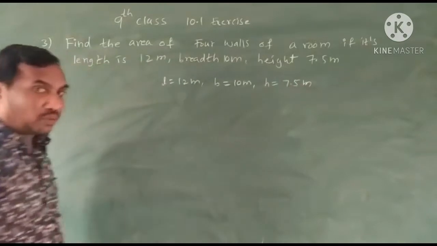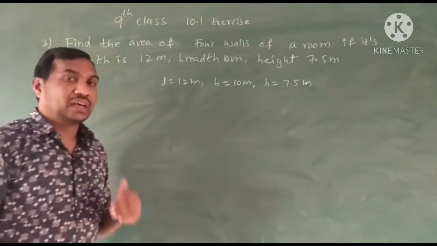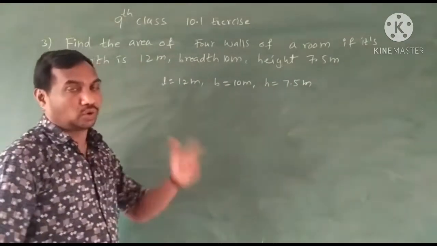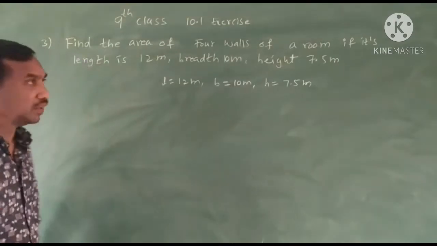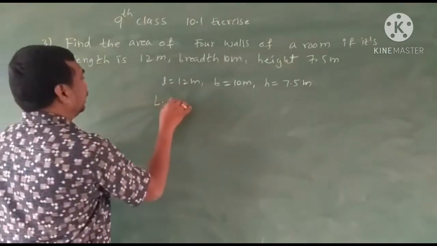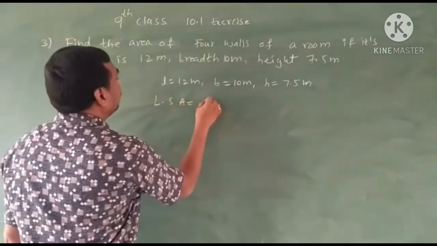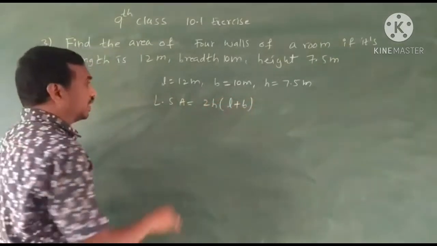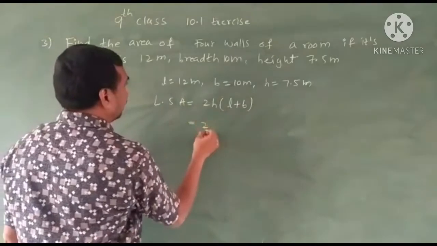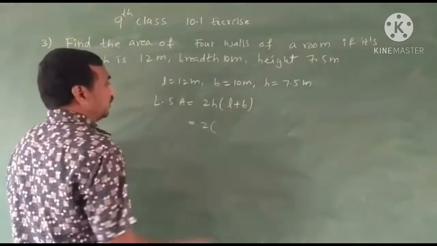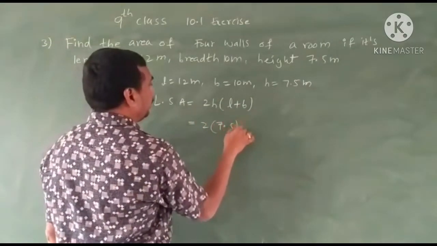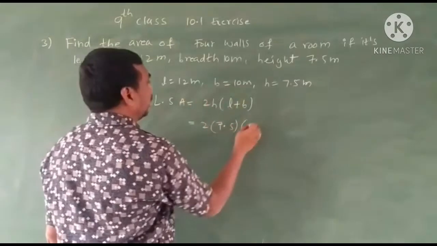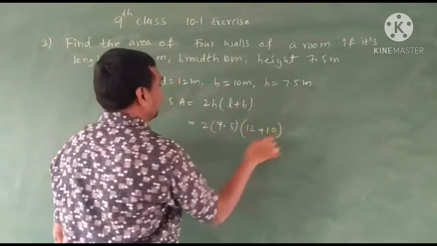So 4 walls of a room means we need to find out the lateral surface area of the room. That is the lateral surface area of the cuboid. What is the lateral surface area? The formula for lateral surface area is 2h into L plus B. That is 2 into 7.5 into L plus B, that is 12 plus 10.